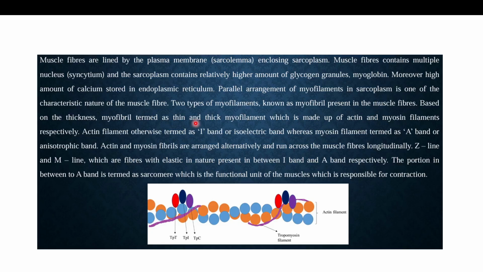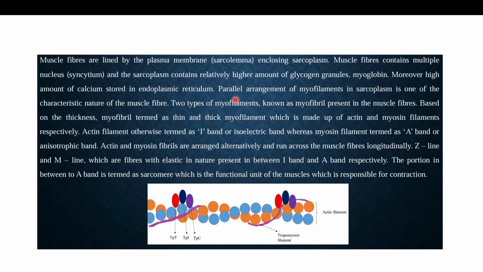Now we come to how muscles really contract with the help of different kinds of fibers and filaments. So muscle fibers are actually lined by the plasma membrane. In this context, it is called sarcolemma, enclosing the sarcoplasm. The muscle fibers contain multiple nuclei. These are multinucleated, also known as syncytium, and the sarcoplasm contains relatively higher amounts of glycogen granules and myoglobin. And a higher amount of calcium is also stored in the endoplasmic reticulum of the muscle fibers.